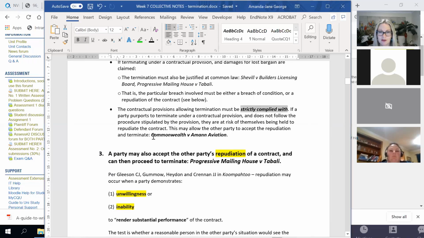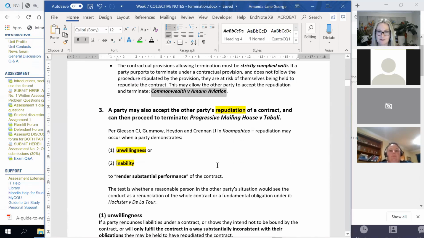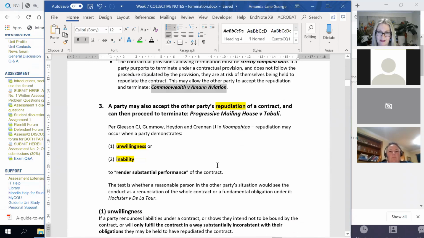Okay, Commonwealth and AMAN, I will leave you to explore that. You did touch on it very briefly in contract A, so that'll be a little bit of revision for you there. Big disaster for the Commonwealth in that case.